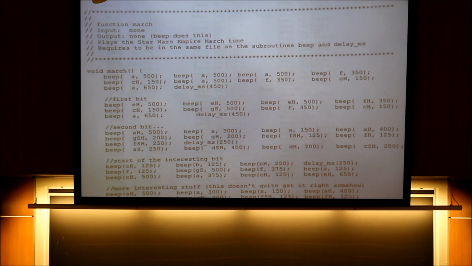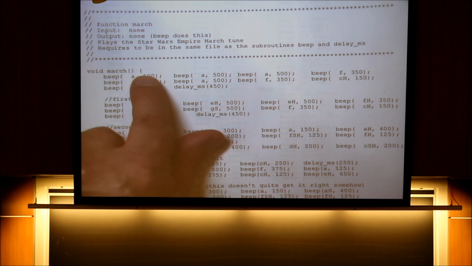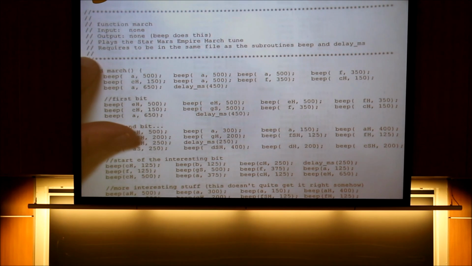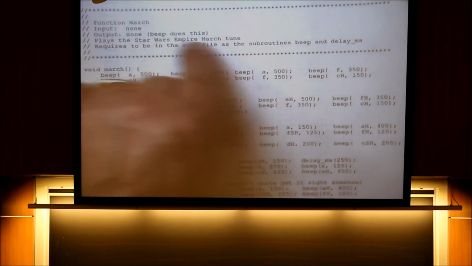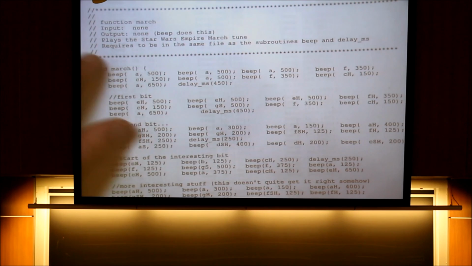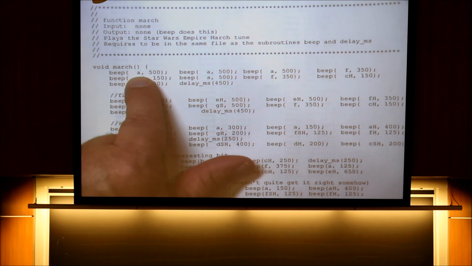This is the Empire March. So in the Empire March, we're going to, of course, give the function definition, or we'll start the function here. Notice I also have information here. Here's the name of the function. Here's the input. Where's the output? Oh, beep is going to play the Empire March. And look at that, A. Remember A from earlier?